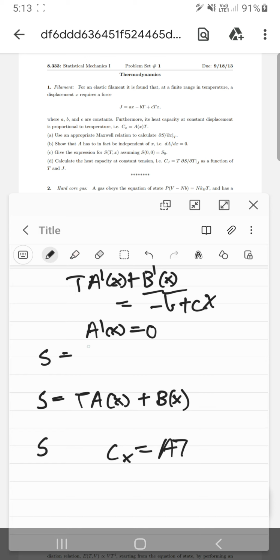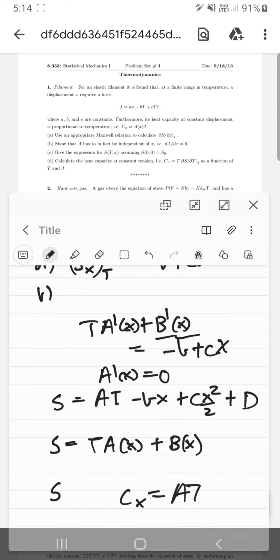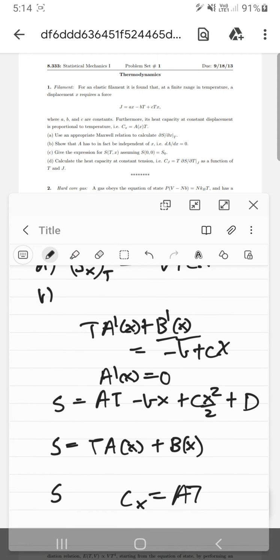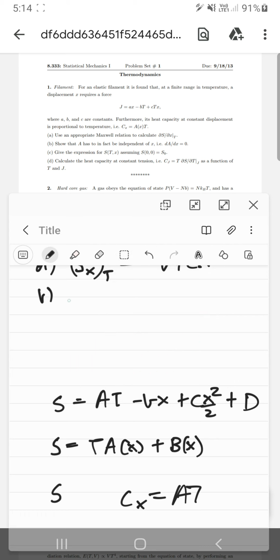So we can just get s is at plus, so what is b going to be now? B dash is this quantity, so just integrate that with respect to x. So we just get minus bx plus cx square by 2, plus some constant, so just put that as constant d. I don't like the variable d though, so just put capital D, whatever. So the B part is pretty much done.